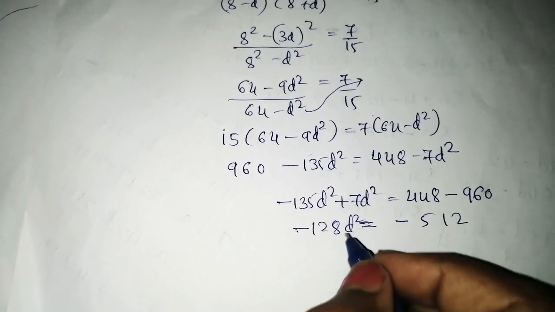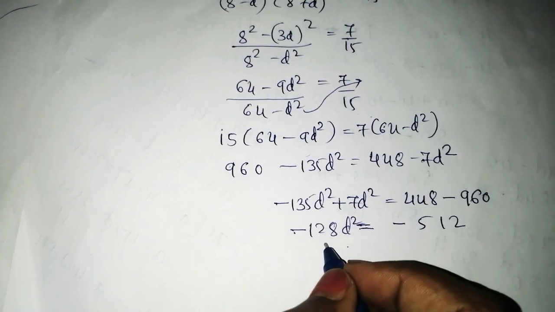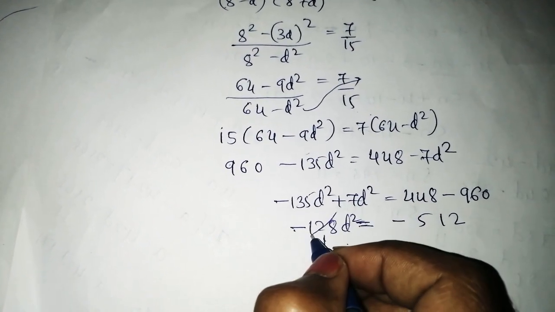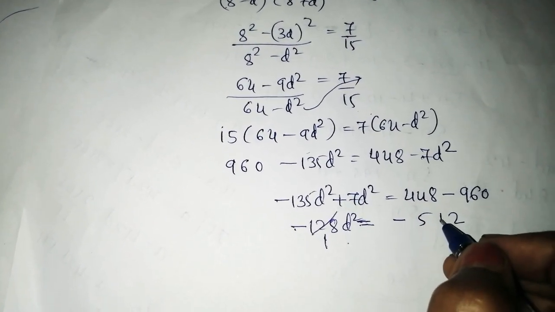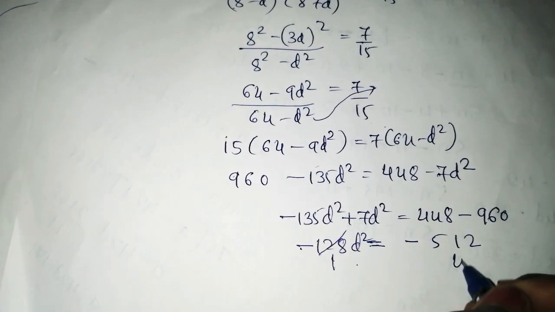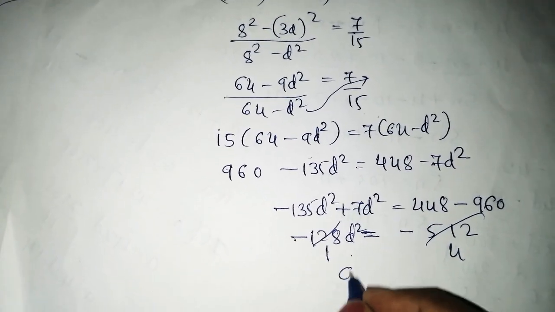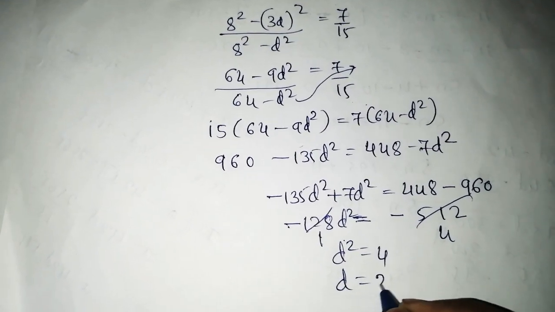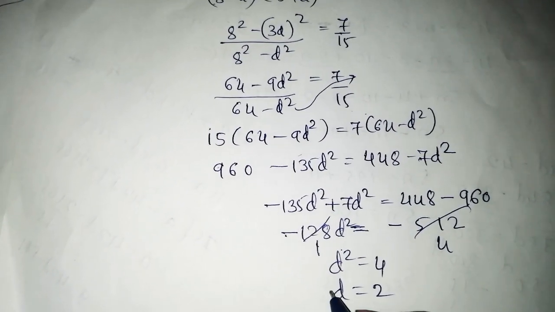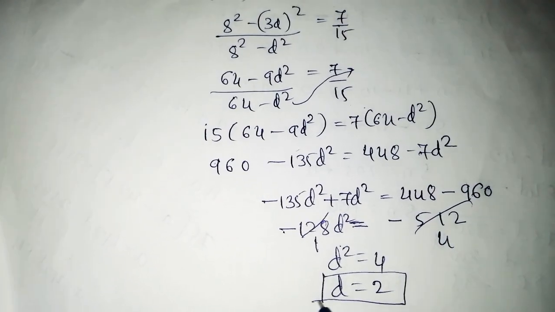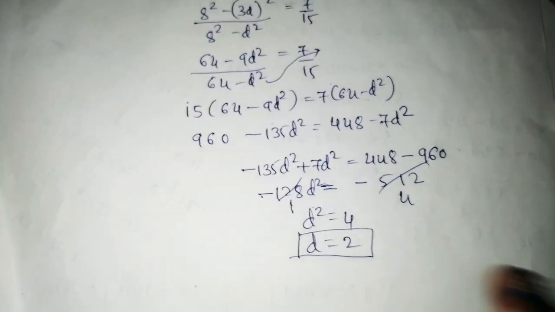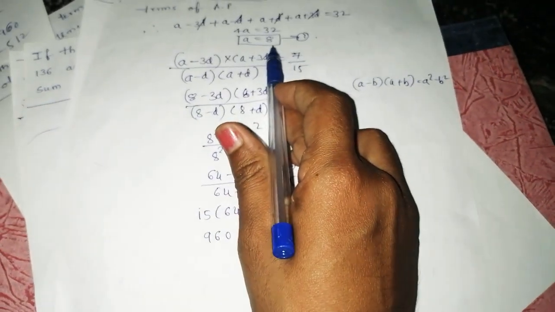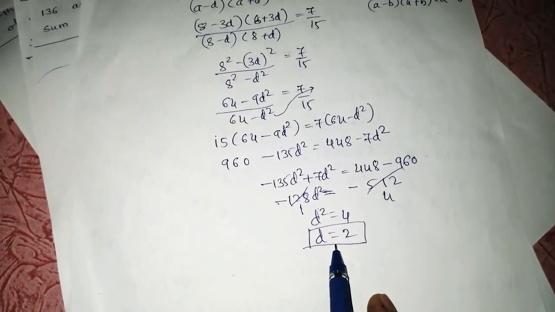512. So both sides minus minus get cancelled. So 128 ones are 128, 4s are 512. So here you are going to get d square as 4. If d square is 4, then d is equal to square root of 4, that is 2. You can take plus or minus 2. For your understanding sake, I will take d as 2. So now you have a value as 8 and d value is 2. So easily you can find those terms.